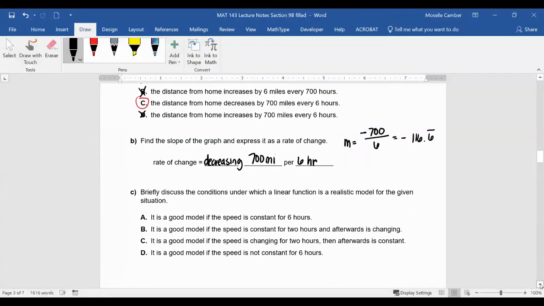Okay, part C, same thing as the last one. The conditions under which a linear function is realistic. Again, you're looking for that rate to be constant for the entire time. So again, it is A.